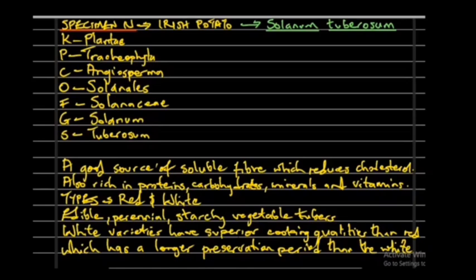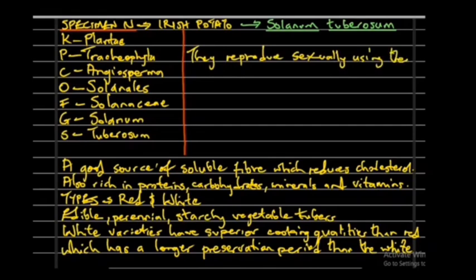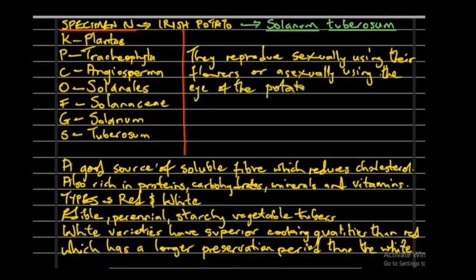They reproduce sexually using flowers that bear fruit, or asexually using the eyes of the potato. So these are ways through which you can have this crop cultivated.